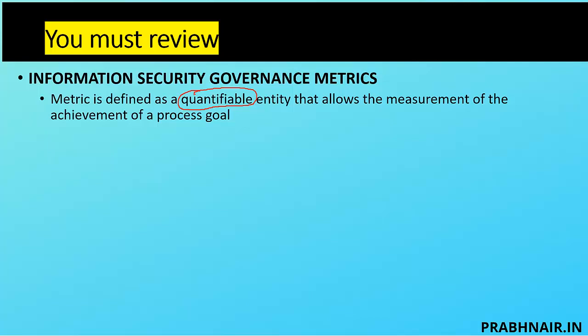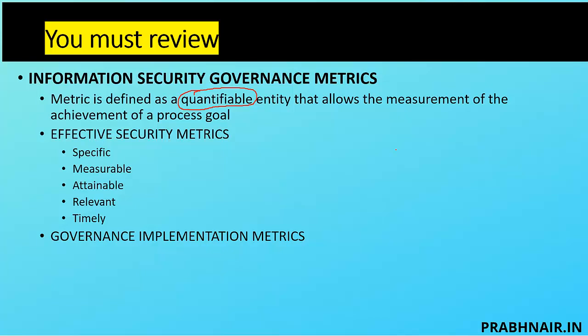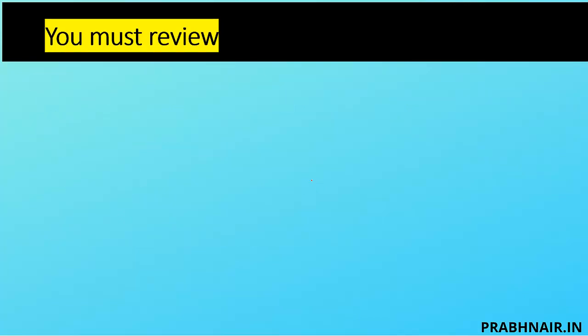If I say information security is effective, can you give me the evidence? We have a metric by which we have reduced the impact. So the question is, what is the principle of an effective security metric? It must be specific, measurable, attainable, relevant, and timely, which is called SMART. And the governance implementation metric is very important to measure the overall effectiveness of the governance.